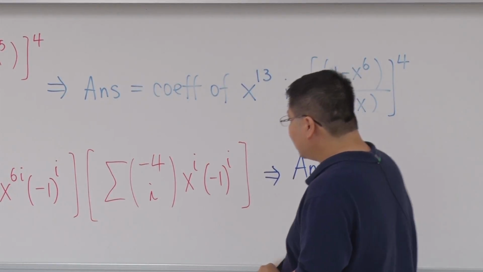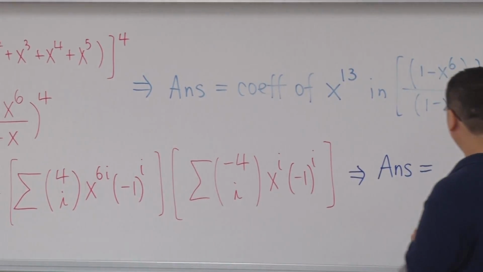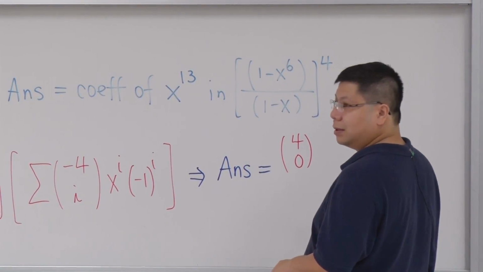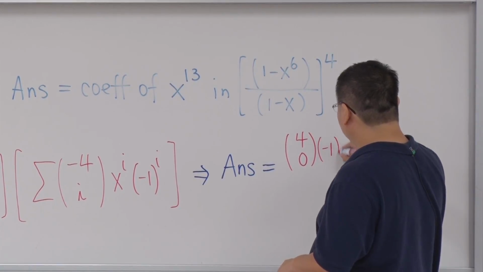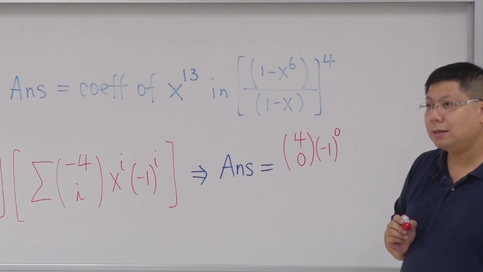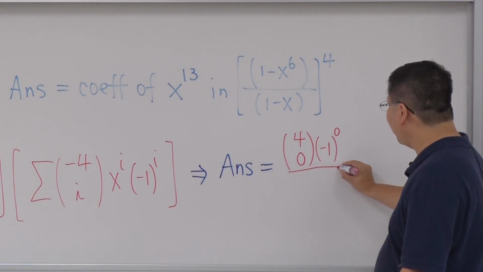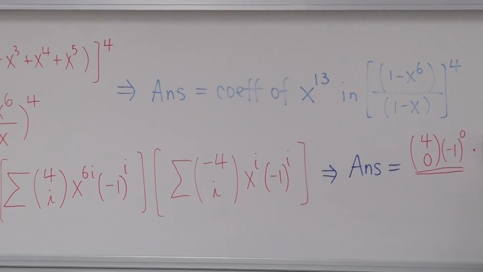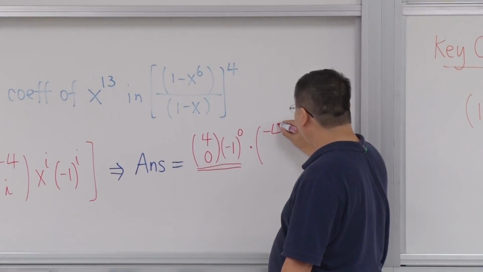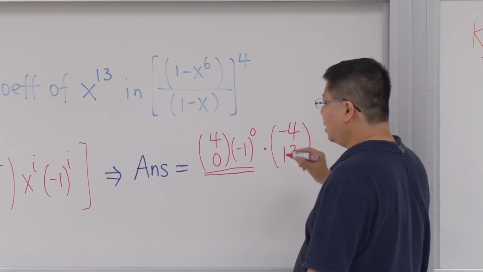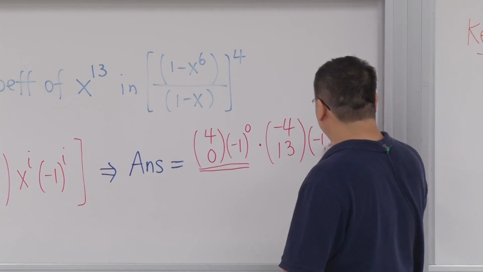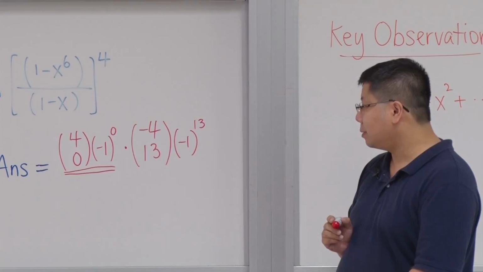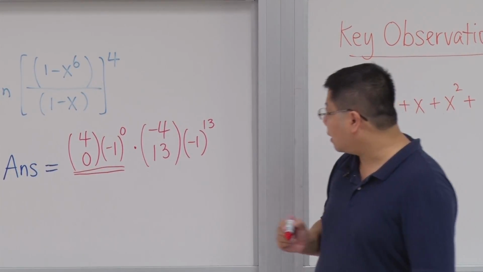Is that okay? So we have a case where I is 0. So it is 4 choose 0 times minus 1 to the power 0. This is the first case of the left-hand side. Then you multiply this with minus 4 choose 13, and then minus 1 to the power 13. Does that make sense?